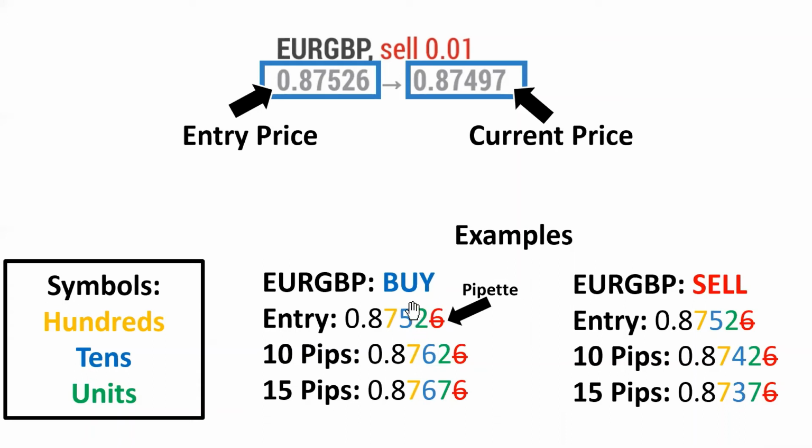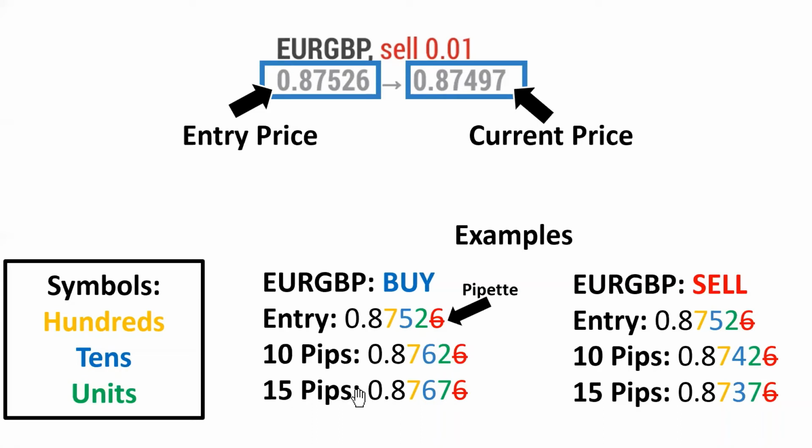So we've got units, tens and hundreds. So if we wanted to work out how much is 10 pips, it's very, very simple. We'll need to change the 10. We'll need to add a 1 to the 5 to make it 6. So that means when price hits this much, when it's a buy, then I've made 10 pips.